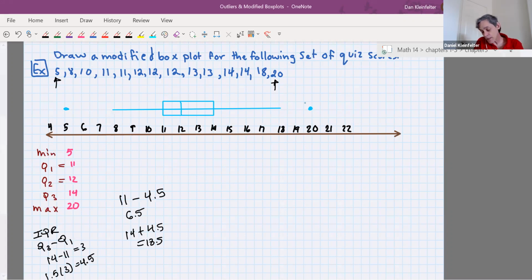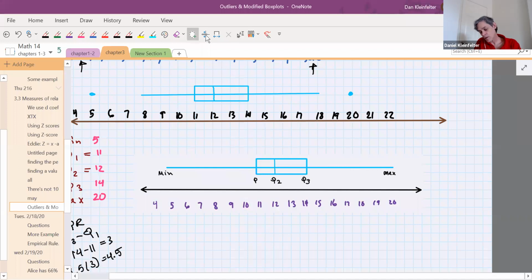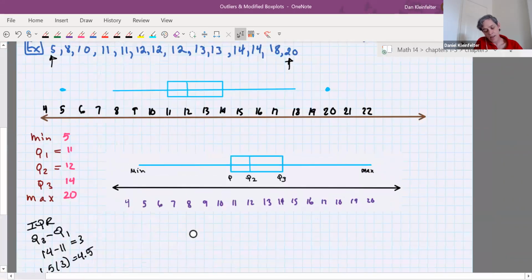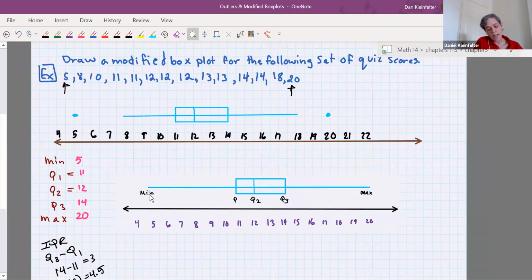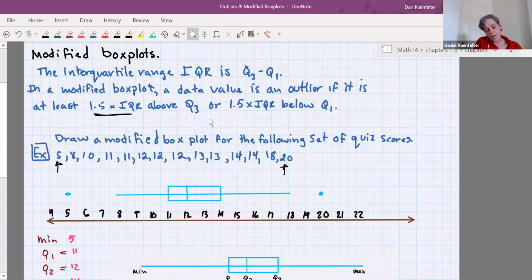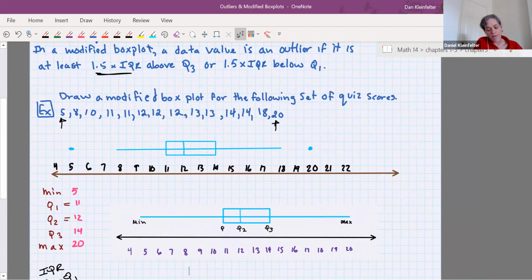So let me grab our other picture and put that over here next to it. All right, so this is going to illustrate the difference between the two. In the first case, we had taken the original data values from 5 to 20. And then in the more recent case for the modified box plot, we had determined that any values that are more than 1.5 interquartile ranges below Q1 or above Q3, we're going to call those outliers. And so we've adjusted the graph accordingly.